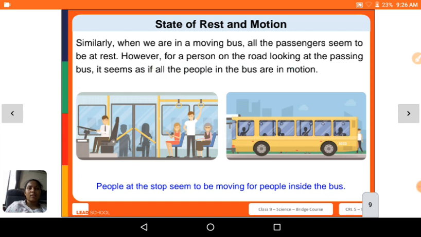Actually we are moving in the opposite direction and trees are at rest. Similarly, when we are in a moving bus, all the passengers seem to be at rest. However, for a person on the road looking at the passenger bus, it seems that all the people in the bus are in motion, right?